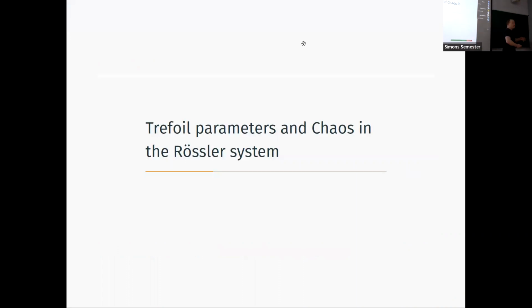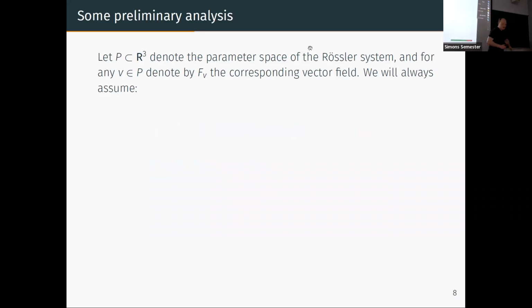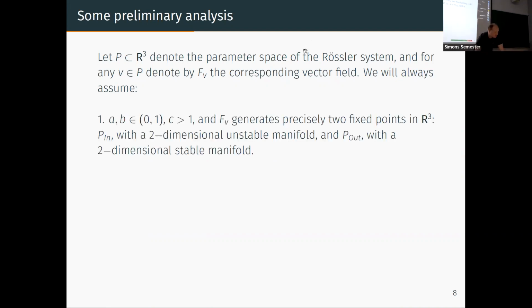Anyway, in order to begin analyzing this vector field more precisely, we need to introduce the following assumptions on our parameter space. So, from now on, let P denote our parameter space. We will always assume the vector field for parameters in the space satisfies the following assumptions. First of all, we always fix the A and B parameters between 0 and 1 and C greater than 1.